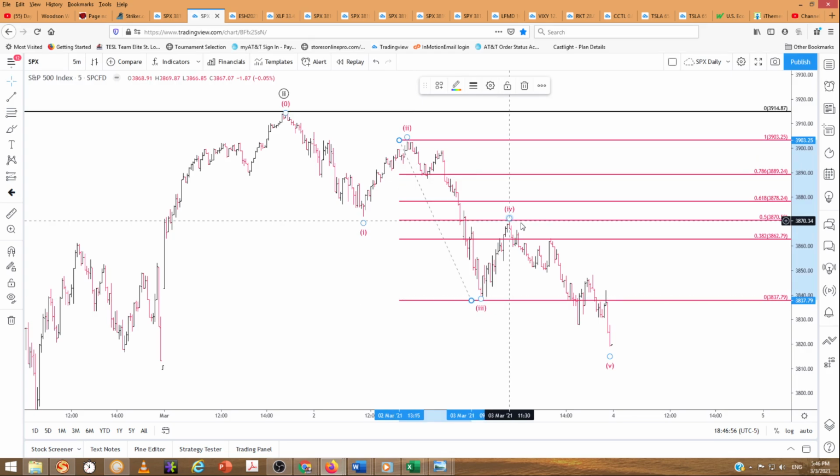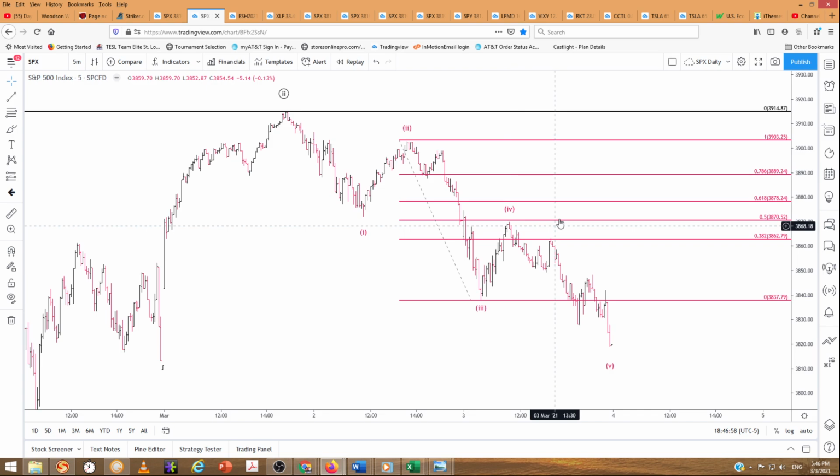You can see it's a perfect 50% retracement. You might ask, well, why didn't it go to 618 or 786 like all the previous retracements did? And the reason is wave 4 high, in this case, cannot go above the wave 1 low.